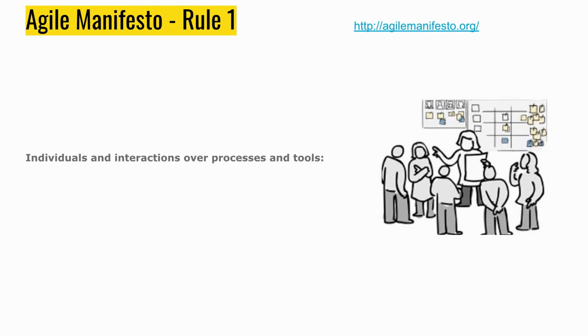Agile says this. Sometimes we do have to follow a process, but if you want to succeed in agile testing, or in software development, individual interaction takes the front seat, and process and tools take the back seat. So that is the first principle.